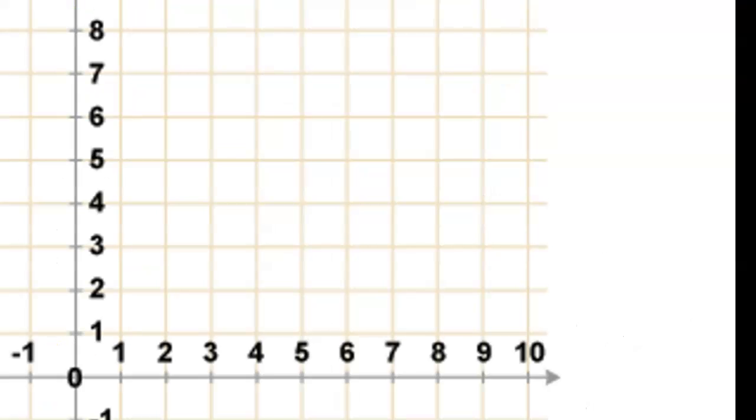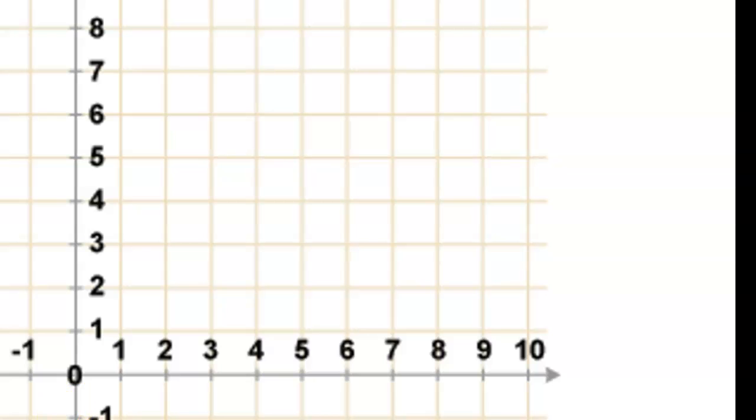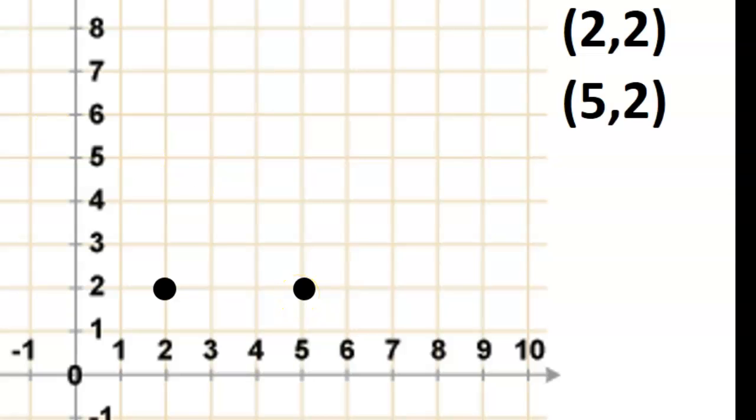Okay, so I want to play a game now. We're going to put up some points, and you tell the coordinates. So that point, what is that point? From the origin, 2 across, 2 up. So what is that point? 2, 2. What is that point? From the origin, 5 across and 2 up. So what are the coordinates of that point? 5, 2. Very good.